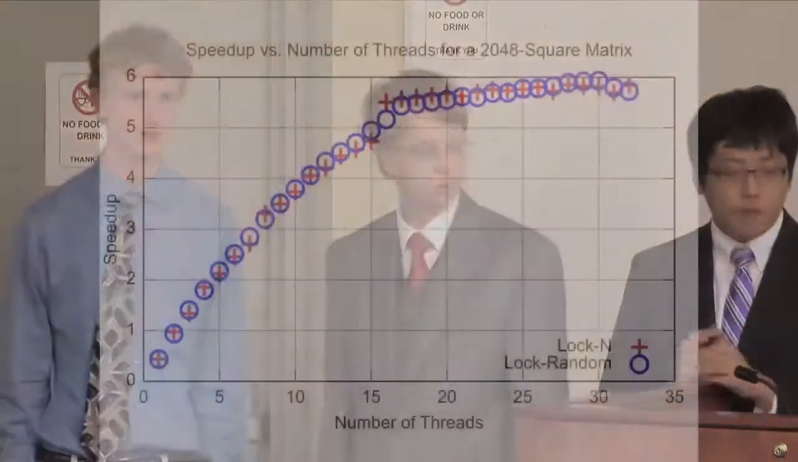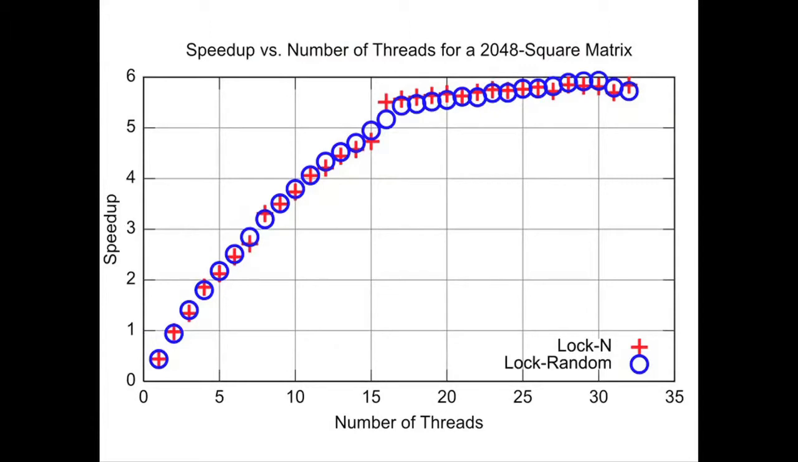I have two questions. One, can you go back to the slide of the in-order lock versus random lock? So what is your explanation for why both gave roughly the same performance?